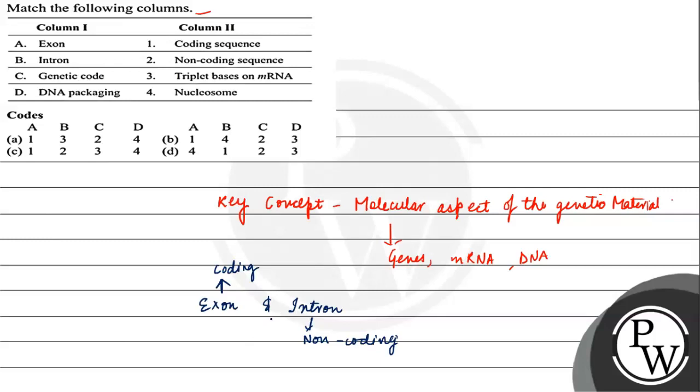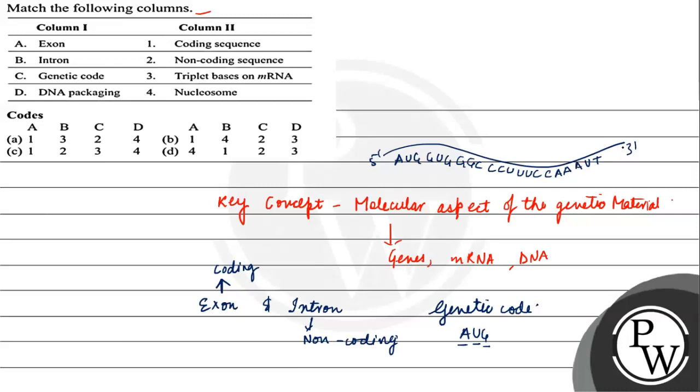When we talk about the genetic code, we are well aware that AUG is the most well-known genetic code, which is given by 3 bases on mRNA. Suppose this is mRNA 5' to 3': AUG, GUG, GGC, CCU, UUC, CAA, AUU. So these are the codons present at this mRNA.